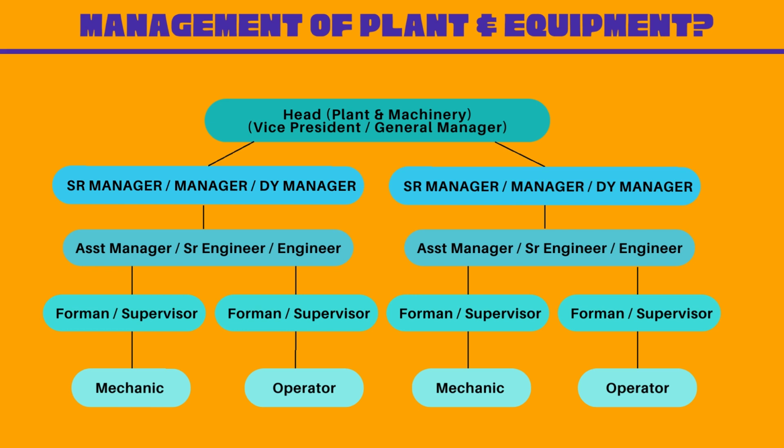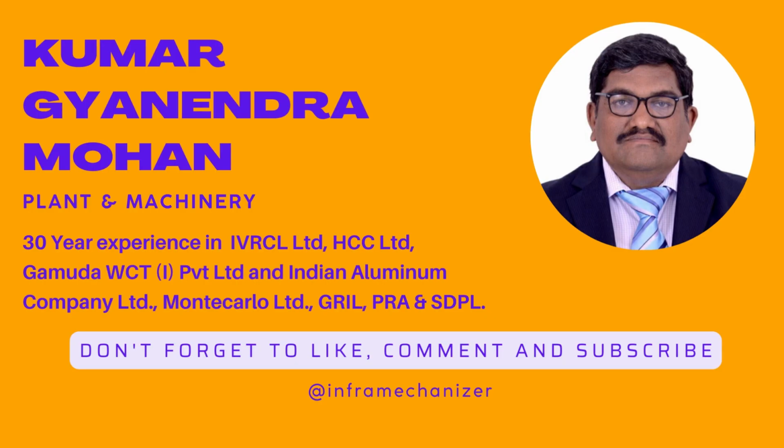One or more persons of role assistant manager, senior engineer, junior engineer report to every person of role senior manager and deputy manager. One or more persons of role foreman or supervisor report to every person of role assistant manager, senior engineer. A group of mechanics, operators and other operative staff report to foreman or supervisor. Each role has specific responsibility in line with major responsibility of the head.